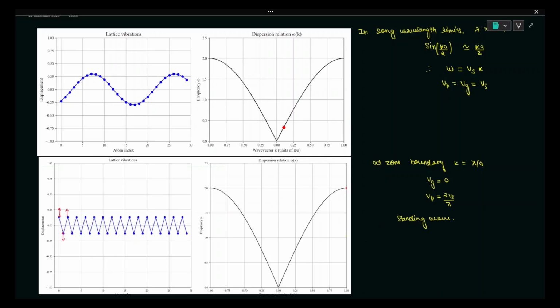Also, we have seen that this zone boundary, which is k equal to pi by a, is equivalent to the Bragg's reflection condition, lambda equal to 2d. Therefore this zone boundary acts as a Bragg reflector. So this much we have done for the monoatomic lattice. Now let's try to derive a similar dispersion relation for a diatomic lattice.